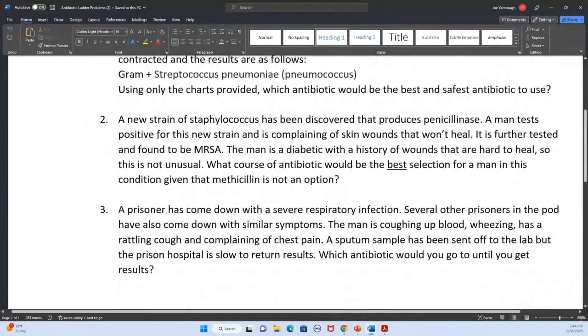So this one, a new strain of Staphylococcus has been discovered that produces penicillinase. All right. Man tests positive for this new strain and is complaining of skin wounds that won't heal. It is further tested and found to be MRSA. Man's diabetic with a history of wounds that are hard to heal, so this is not unusual. What course of antibiotic would be the best selection for a man in this condition, given that methicillin is not an option? All right. So we've got a methicillin resistant.